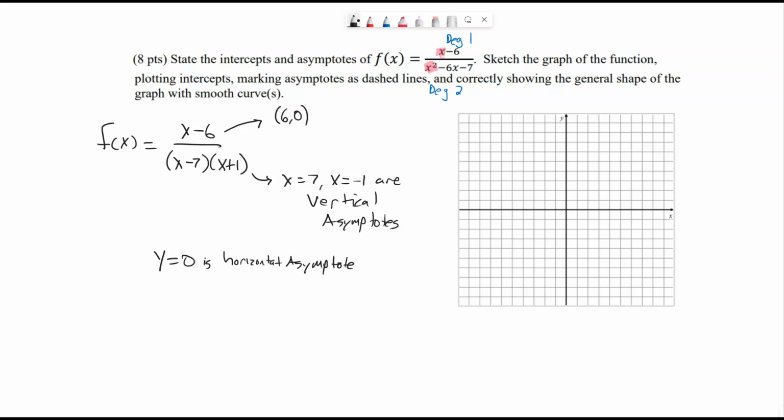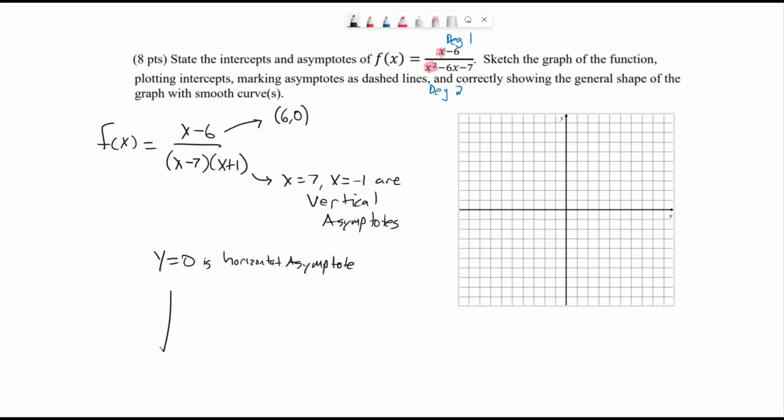If the degrees are equal, then you take the coefficients of the leading terms, make a fraction, and then y equals that value is the horizontal asymptote. And if the degree is larger in the numerator, you do long division, throwing away the remainder, and then y equals the quotient is the slant asymptote.